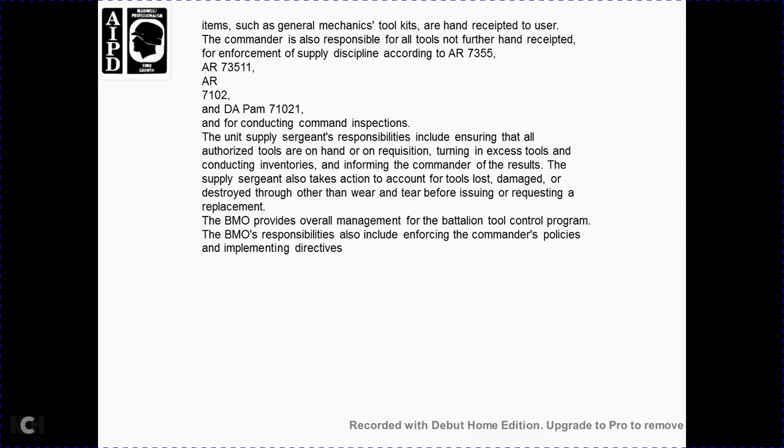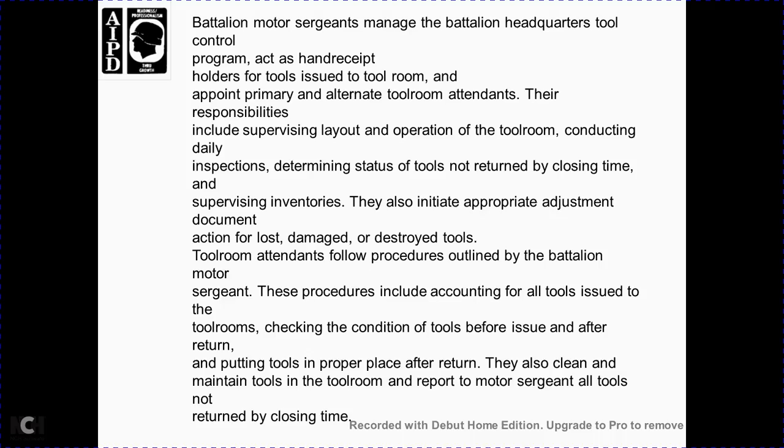The BMO provides the overall management of the battalion tool control department. The BMO's managed responsibilities include the enforcement of commander policies and the implementation of activities. Your battalion motor sergeant begins with the battalion headquarters tool control program, as the act that heads the recipients who hold the tools issued from the tool room.